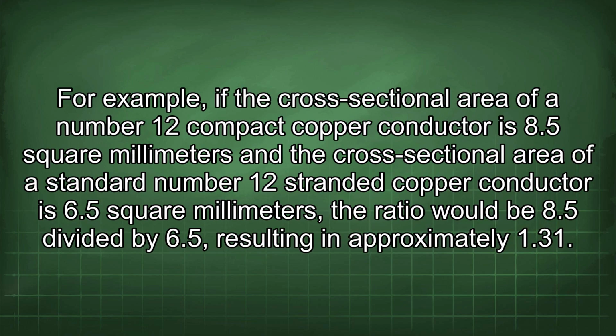For example, if the cross-sectional area of a number 12 compact copper conductor is 8.5 square millimeters and the cross-sectional area of a standard number 12 stranded copper conductor is 6.5 square millimeters, the ratio would be 8.5 divided by 6.5, resulting in approximately 1.31.